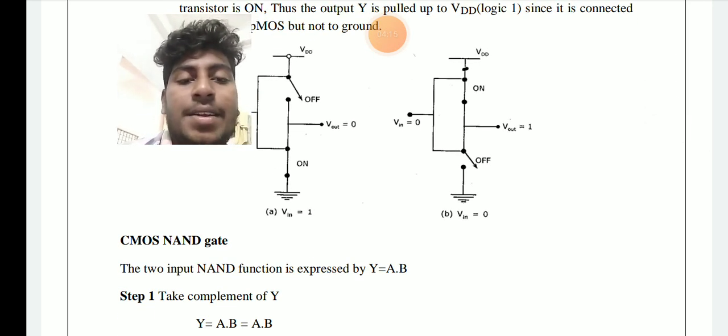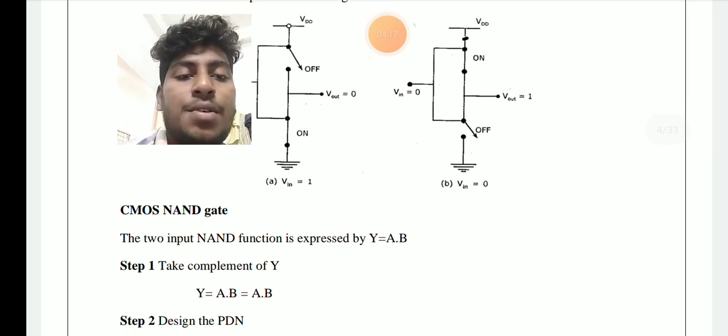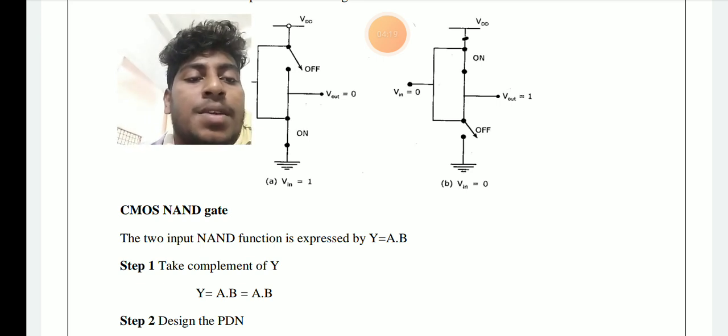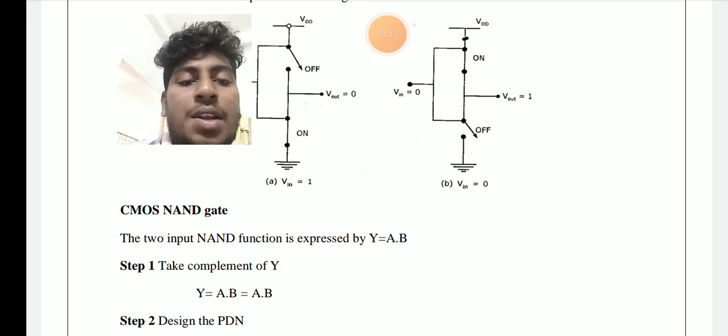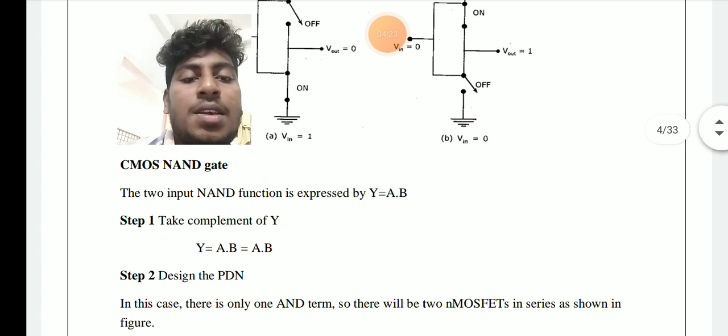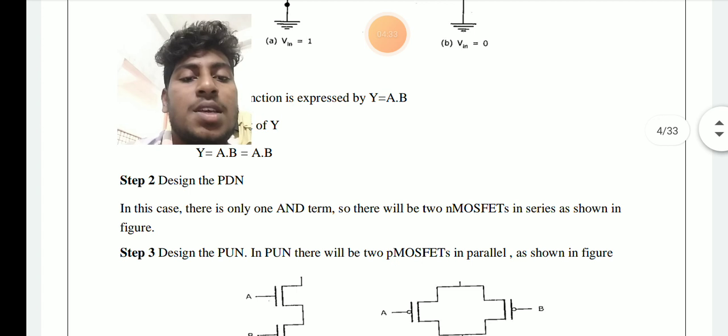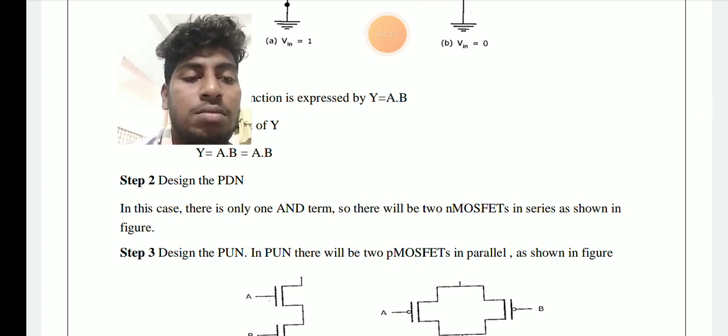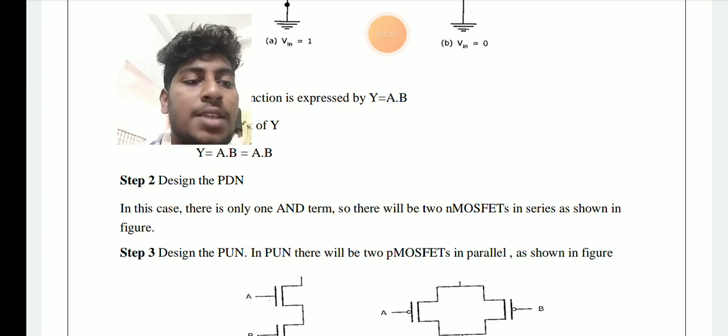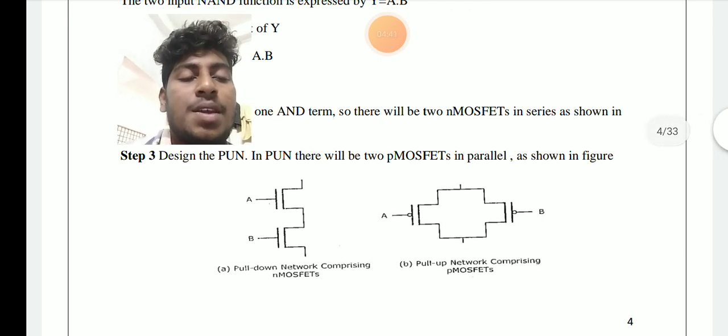CMOS NAND gate. The two input NAND function is expressed by Y equals AB complement. Step 1: take the complement, Y complement equals AB, and design the PDN. In this case, there is only one product term, so there will be two NMOSFETs in series, as shown in the figure. Step 3: design the PUN with PMOSFETs in parallel, as shown for A and B.